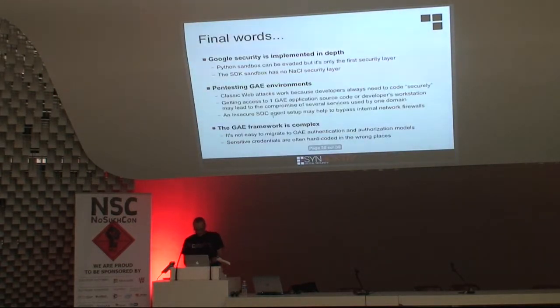Okay, so that's it for Google App Engine. My final word would be that the security of Google App Engine is just not one layer. I mean, on the production side, I'm not talking about the software development kit server, which is crap regarding security. But on the production side, even if you smash the first layer of security, you get a layer above. So it's correctly done. I mean, it's according to best practice.